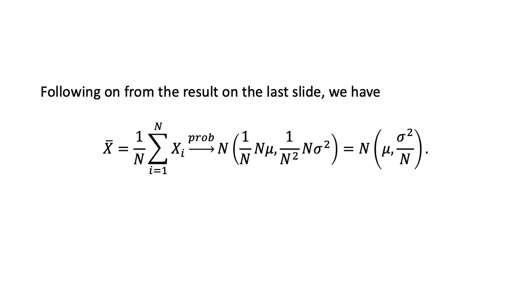So if we want to talk about the mean, then we need to divide through by capital N. So then we can say x bar, the mean of those n random variables, tends in probability to a normal distribution where, if we do the maths, we end up with a normal distribution with mean mu and variance sigma squared over n.